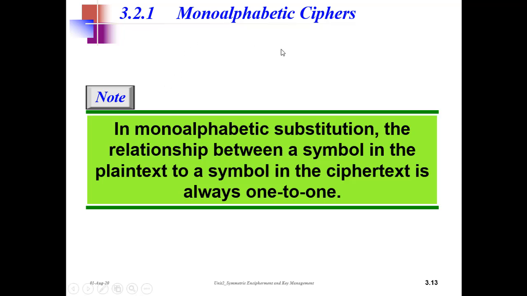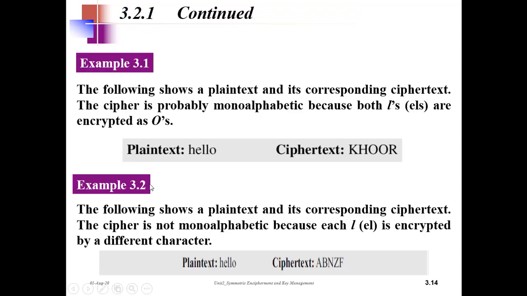So what are monoalphabetic ciphers? As the name suggests, in monoalphabetic substitution, the relationship between a symbol in the plain text and a symbol in the ciphertext is always 1 to 1. So let's understand with an example. Before explaining this, we will assume a norm that plain text is always in lowercase while ciphertext is in uppercase. Again, plain text in small letters and ciphertext in capitals.